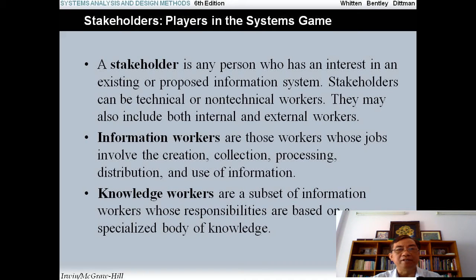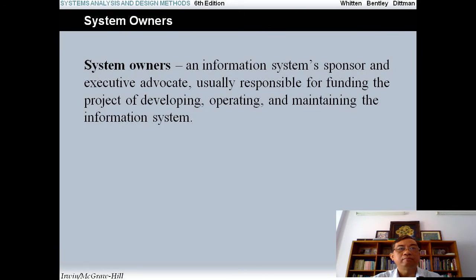Information workers are those workers whose jobs involve the creation, collection, processing, distribution, and use of information. Knowledge workers are a subset of information workers whose responsibilities are based on a specialized body of knowledge. Now I go to system owner.